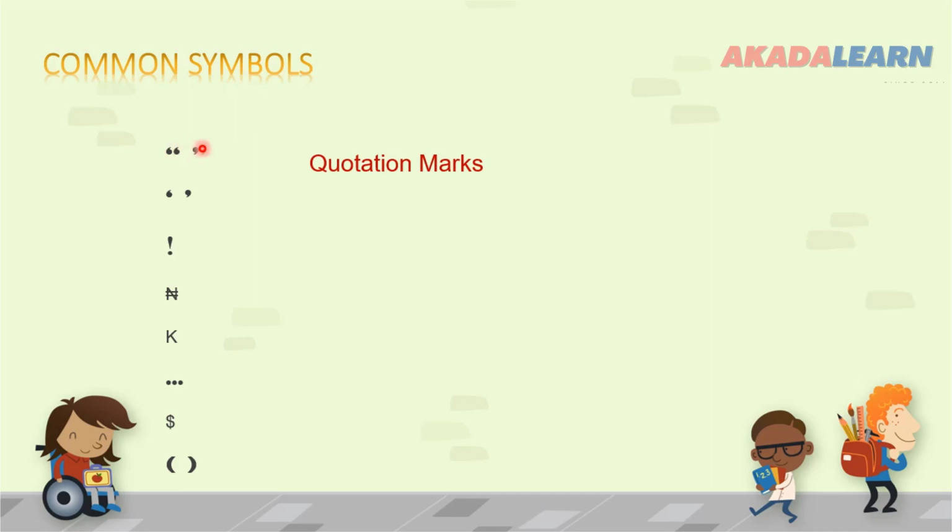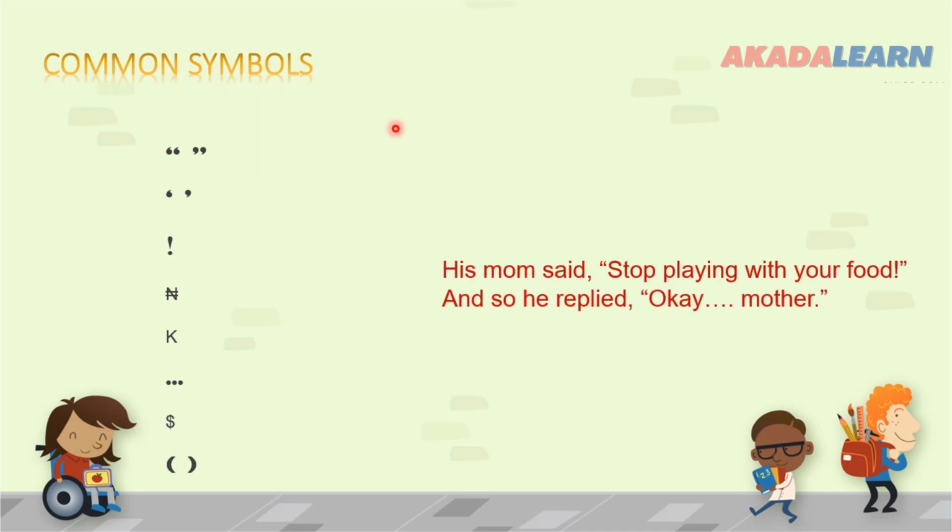Sometimes there are two of them, sometimes there's just one, but they are always a pair, okay? Sometimes you have two on the left and two on the right. Sometimes you just have one on the left and one on the right, okay? But either way, they are what? Both quotation marks. Alright, let me show you some examples of how they are used. His mom said, "Stop playing with your food." And so he replied, "Okay, mother."